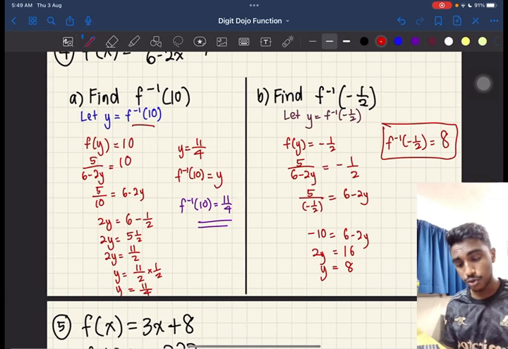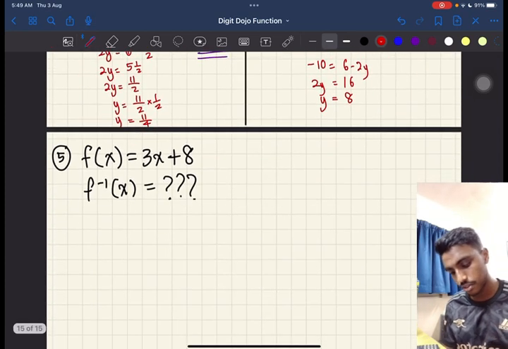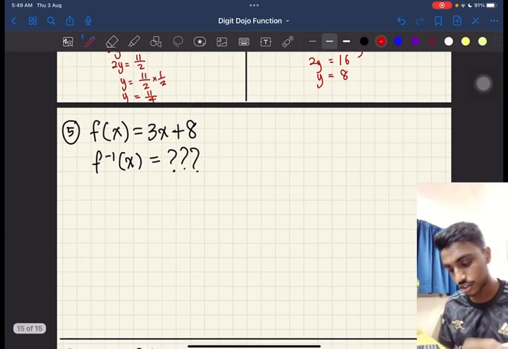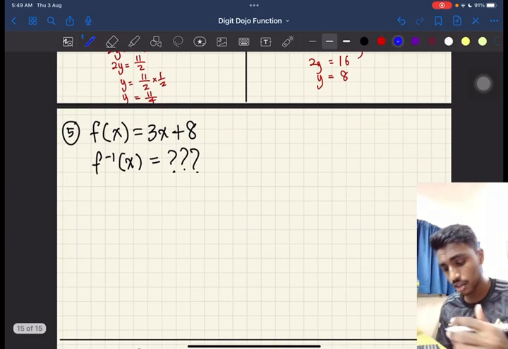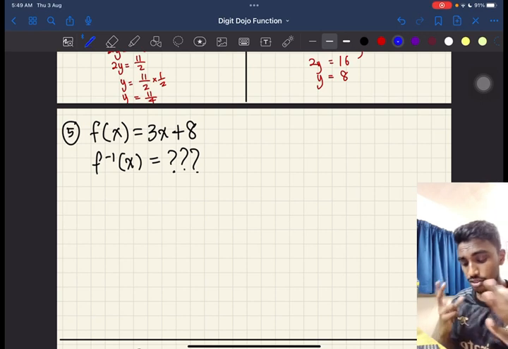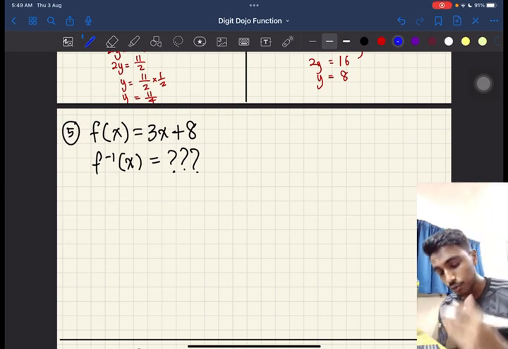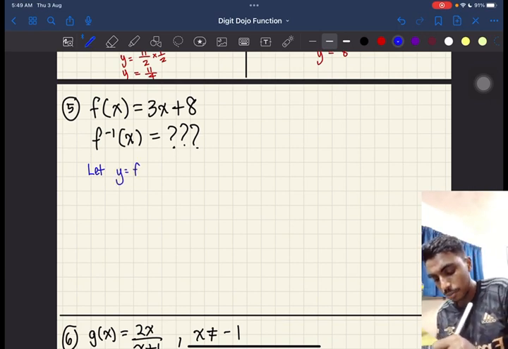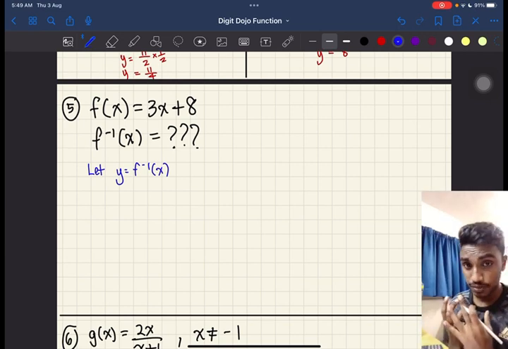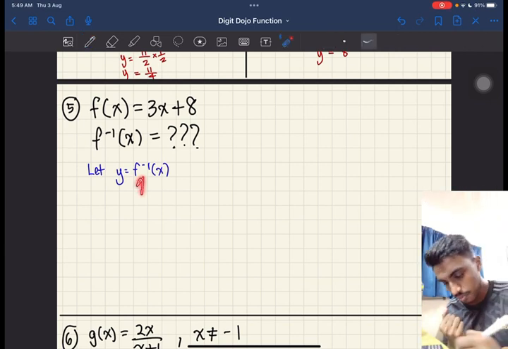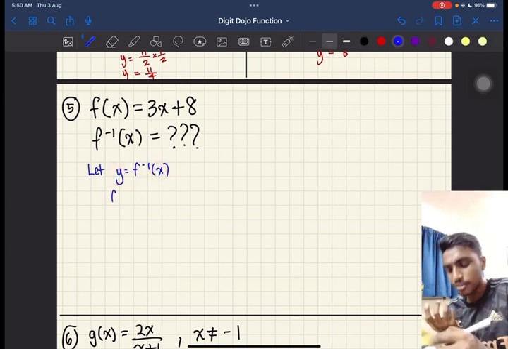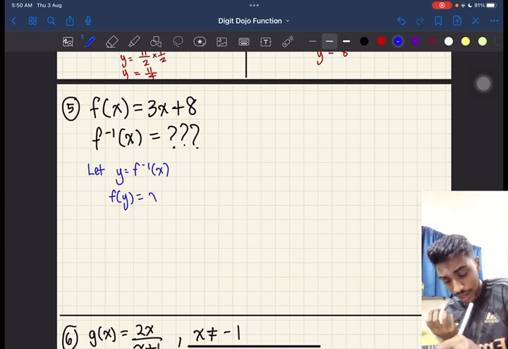You have to follow the steps from the first let. So imagine you are having another function, number 5. You got one function ready. F of x is 3x plus 8. So what you have to do to get your inverse, same step. Let y be your inverse function, which means you do inverse function for x, you will get y. So you do the function for y to get your x.